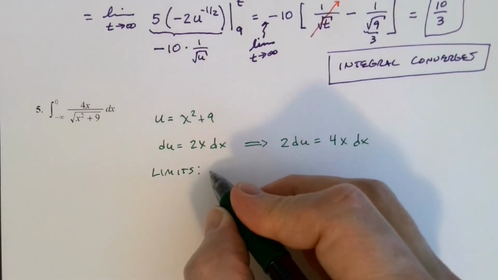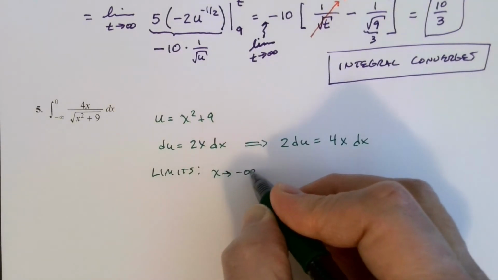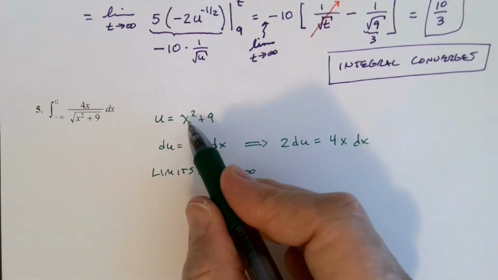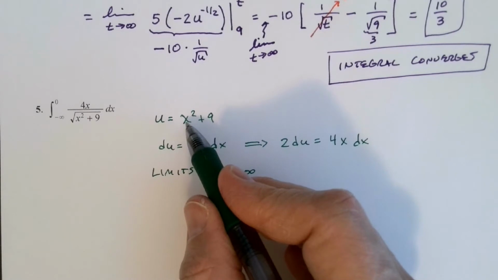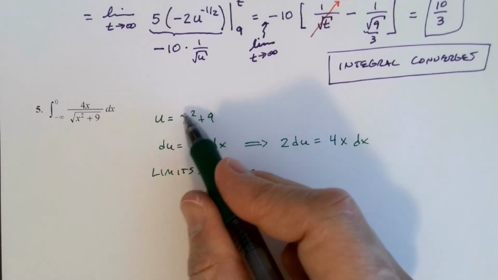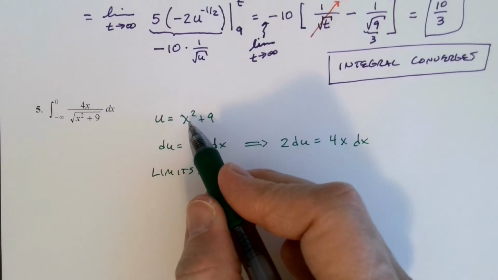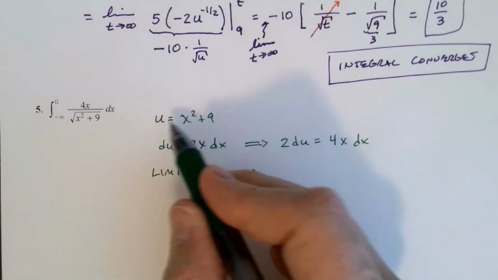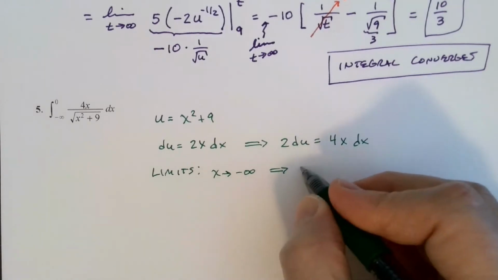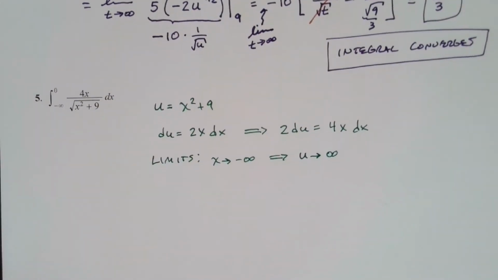Now the lower limit, and this is going to be interesting, x is going in the lower limit to negative infinity. Well, what happens to u as x goes to negative infinity? When I square a negative number, what happens? It's positive. So if x is going to negative infinity, x squared is going to positive infinity. So u is going to positive infinity. That's a little different thing you have to realize. You have to think about what's happening.